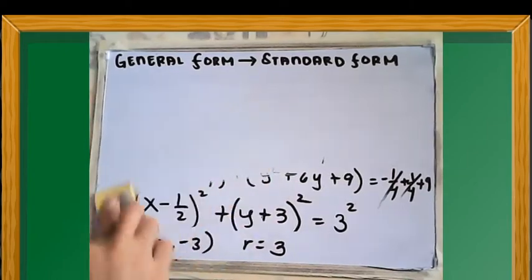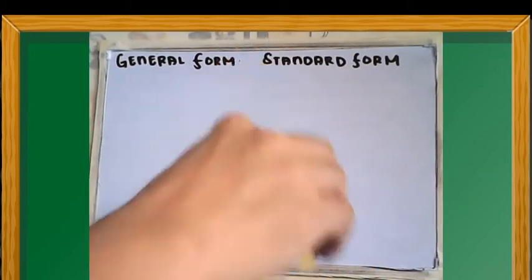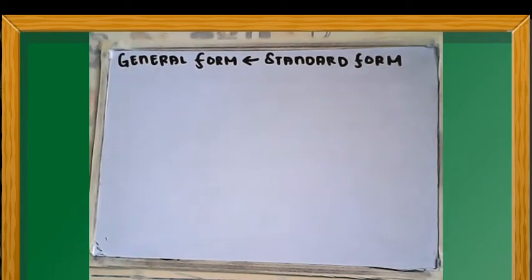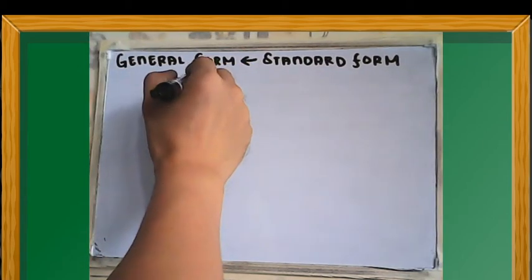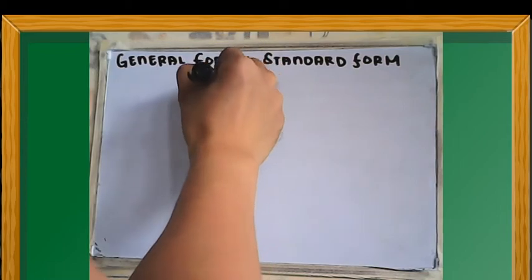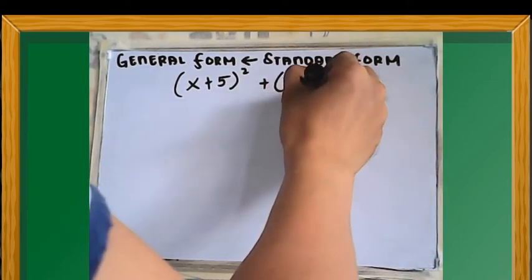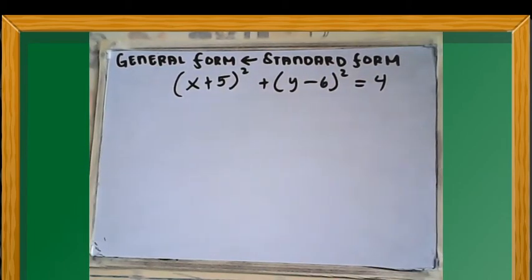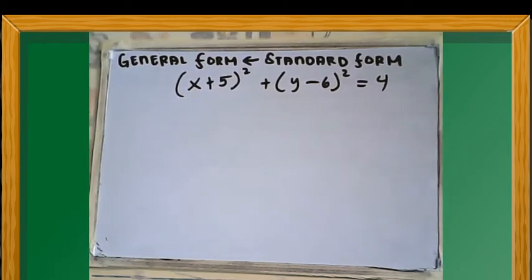Another example, from standard form to general form naman. So this is the reverse process, but we will use another example. So ang standard form natin is (x plus 5) squared plus (y minus 6) squared equals 4.